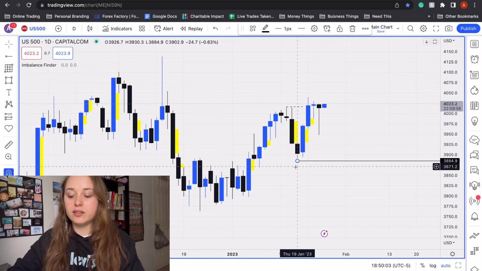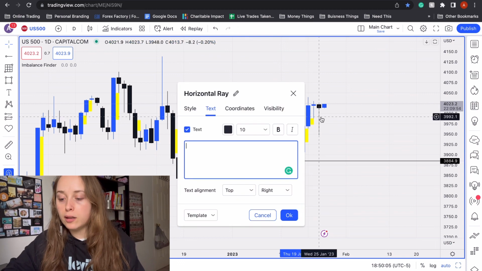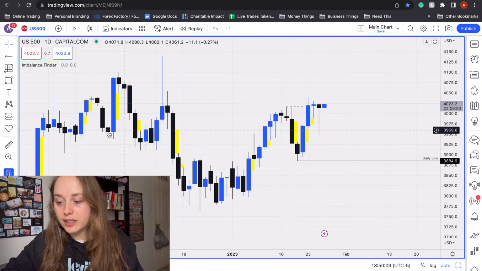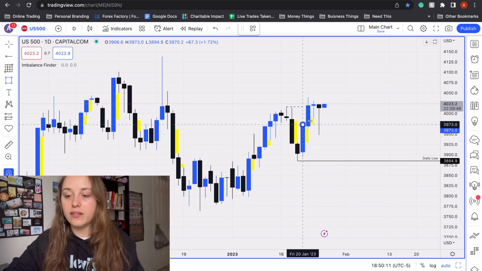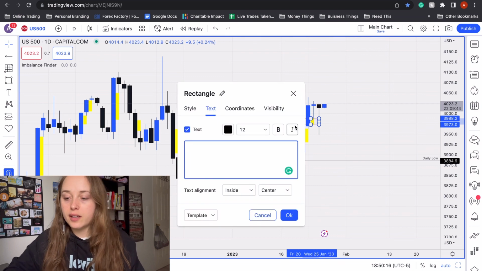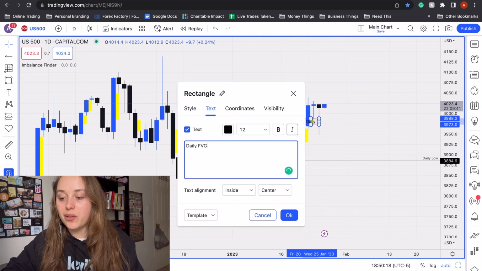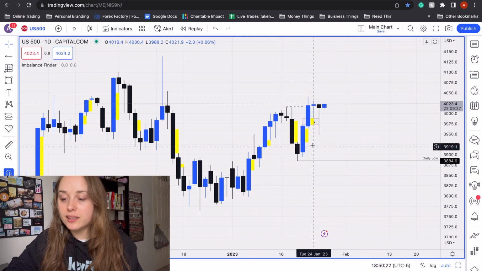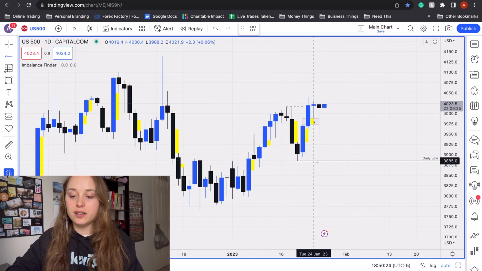Daily low. And into these fair value gaps actually is what I was looking at, this daily fair value gap. And it actually came in all the way and filled this one in too. I did not expect that, but I did put this daily low down here.